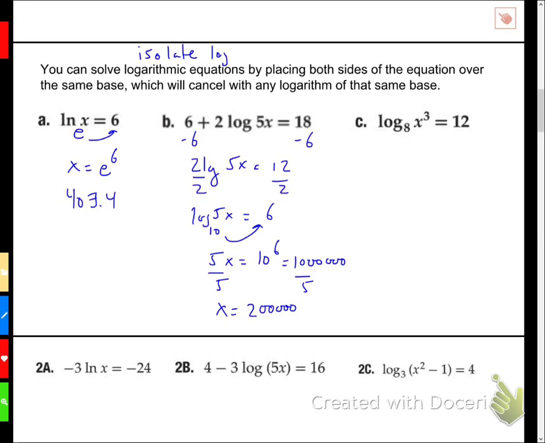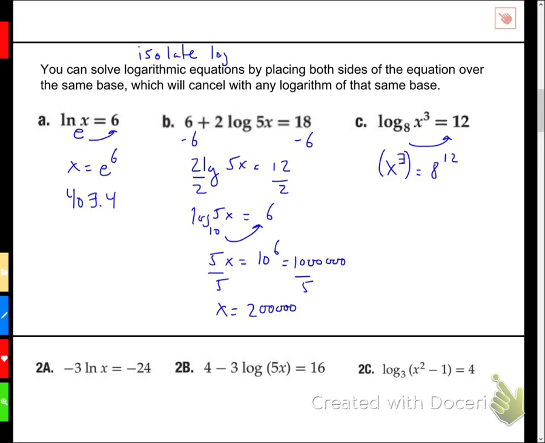Big number. So anytime you have log equal to something, you're going to get a really, really big number. All right, now this guy right here, bring that 8 over, we'll get x cubed is equal to 8 to the 12. Okay, well, I could figure out what 8 to the 12 is and then take the cube root of it, but that might break my calculator. So instead, I'm going to do a little bit of algebra first.